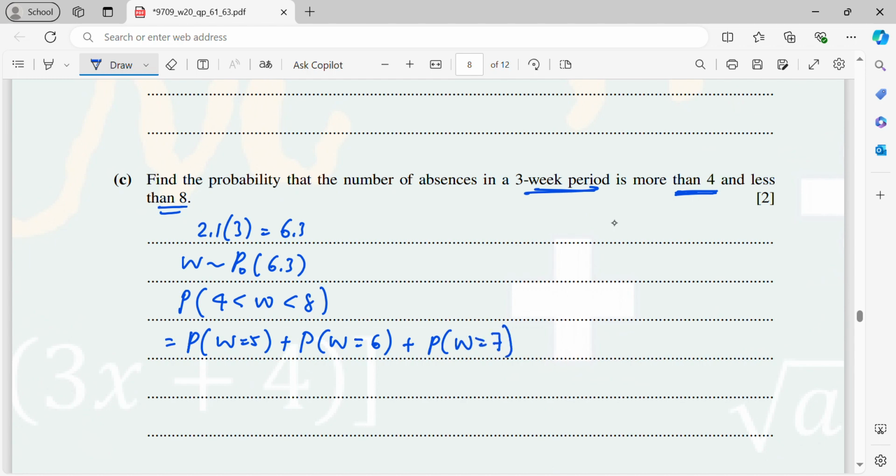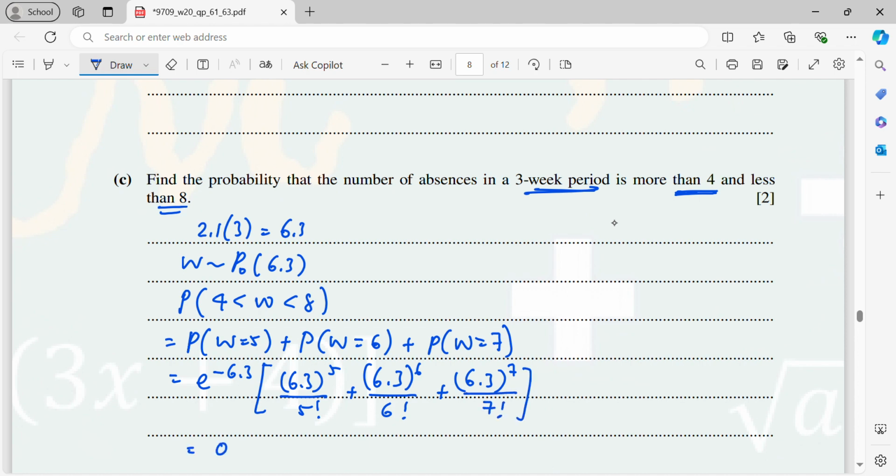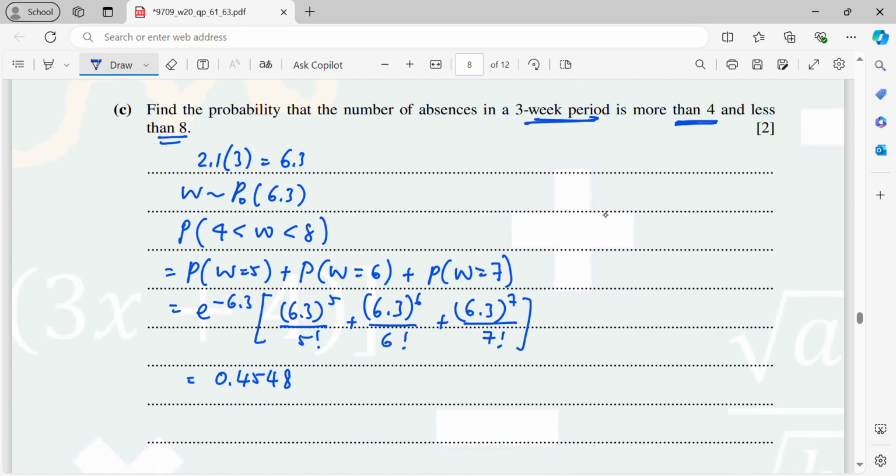Okay, then now just use the formula. E to the negative 6.3, times 6.3 to the power 5, because the value is 5, over 5 factorial. Plus 6.3 to the power 6 over 6 factorial. Plus 6.3 to the power 7 over 7 factorial. Then from here, you will be getting 0.4548. And now you round to 3 significant figures, that is going to be 0.455. That is the value of part C.